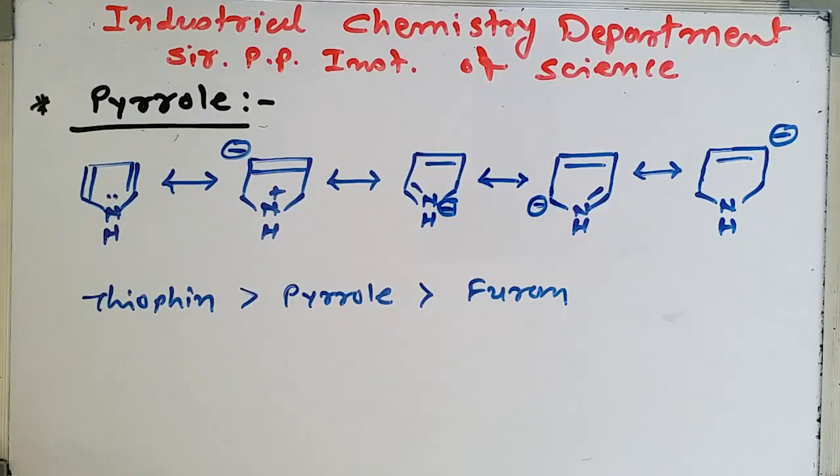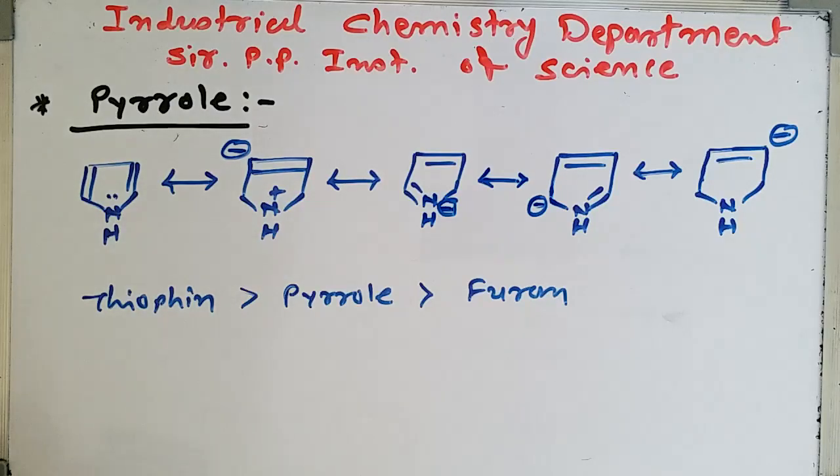Because of the contribution of the lone pair of electrons of the nitrogen atom to the formation of a 4n plus 2 pi electron molecule, the availability of this lone pair for protonation is very much decreased, and consequently pyrrole is a very weak base. So this is the resonance hybrid of pyrrole. Now we see some more properties.